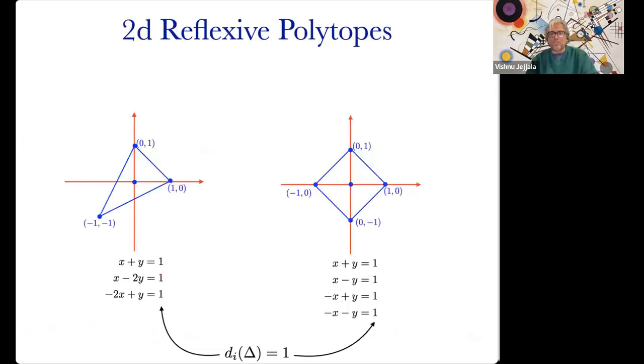So I mentioned these reflexive polytopes. A reflexive polytope is a polytope with lattice vertices and a single interior point, which we can take to be the origin. So in 2 dimensions, I give you 2 examples of such polytopes. There's the origin, and there's a triangle, and there's a square, and the vertices are all lattice points, and the edges are a unit distance away from the origin. So such polytopes are called reflexive when they only have a single interior point.